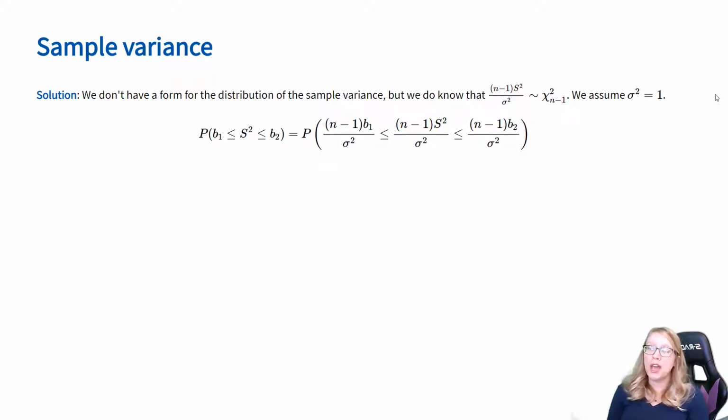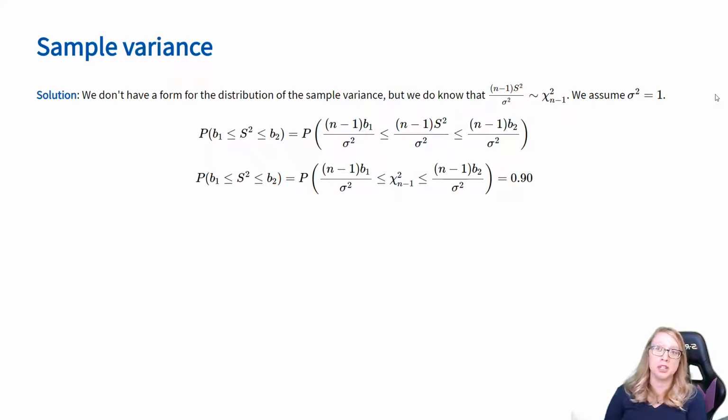Now, we don't have a form for the distribution of the sample variance, but we do have a form for a function of the sample variance. Specifically, we know that n minus 1 times s squared over sigma squared follows a chi-square distribution. So I'll take this interval and multiply all of the values in it by n minus 1 over sigma squared. What that does is make this random variable in the center into a chi-square distribution. So now we need to choose where to place cutoffs in a chi-square distribution to get that 90%.